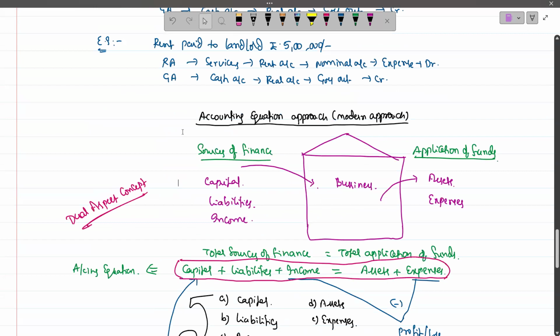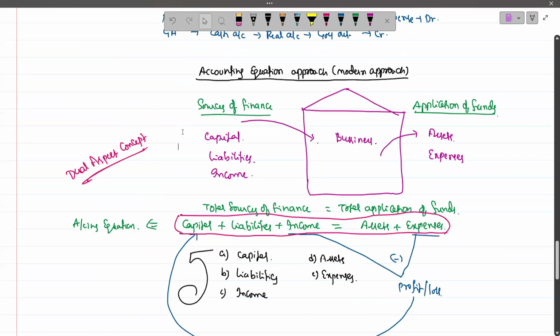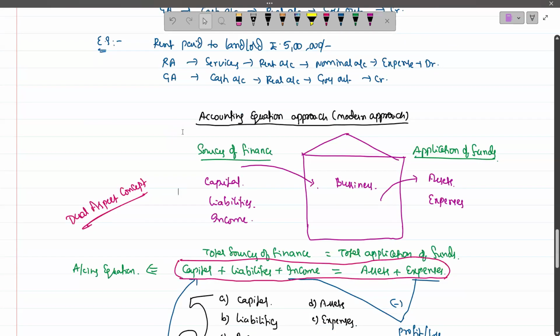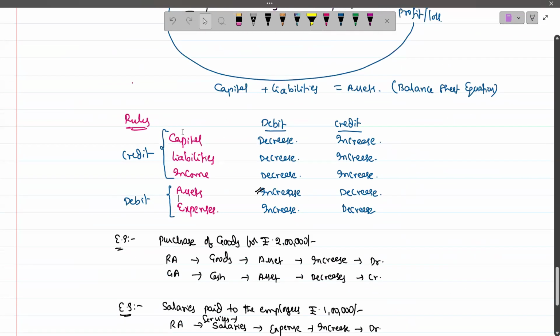Coming to the next one, the accounting equation approach. As per this, the accounting equation is defined as capital plus liability plus income is equal to assets plus expenses. Based on this, all accounts are classified into five types: capital, liabilities, income, assets and expenses. You may write the net accounting equation by simplifying that equation as capital plus liability equal to asset, because income minus expense represents profit or loss, which is ultimately transferred to the capital. The net accounting equation, capital plus liability equal to asset, is also called the balance sheet equation as it is in the form of the balance sheet.